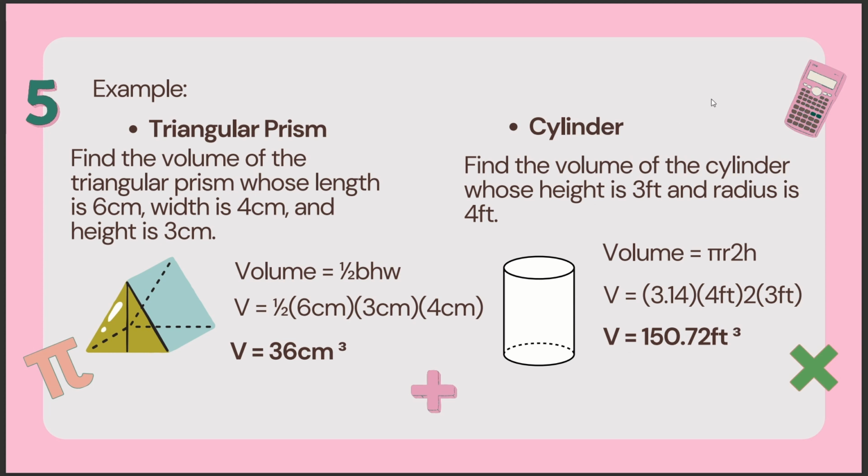Lastly, we have the cylinder. Find the volume of the cylinder whose height is 3 feet and radius is 4 feet. So, dito, itong una natin sa formula is pi. Given na yan. So, ang amount ng pi natin is 3.14. And then, imu-multiply natin siya sa radius na 4. 3.14 times 4 times 2, nakasama sa formula. And lastly, the height. So, we have 3.14 times 4 times 2 times 3.